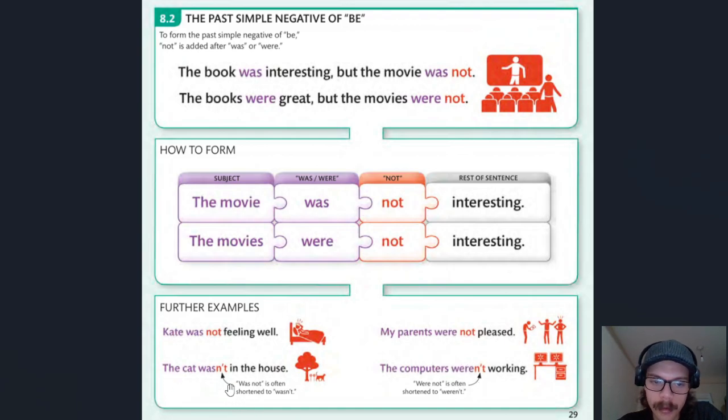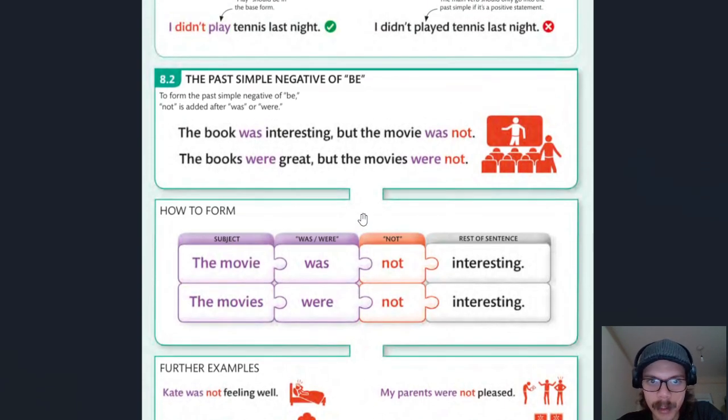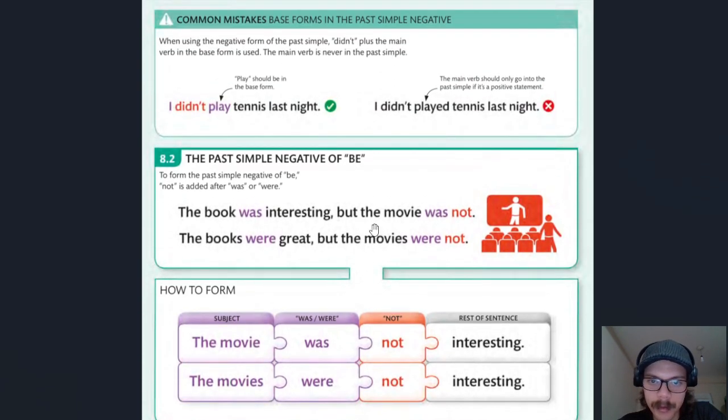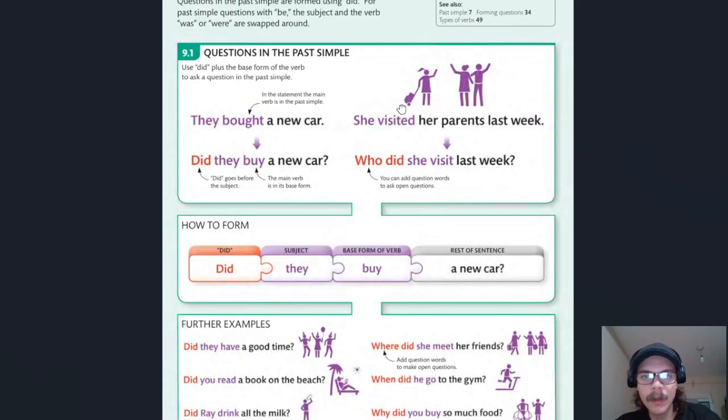Remember when you're forming the contraction, there's going to be one letter missing from the second word. So in this case, for not, you're missing the letter O. And you're going to use this symbol, which is the apostrophe, to show the letter that is missing. That's everything for the negatives. Let's move on to the questions, which is the next page.